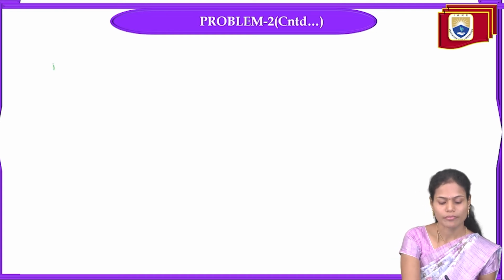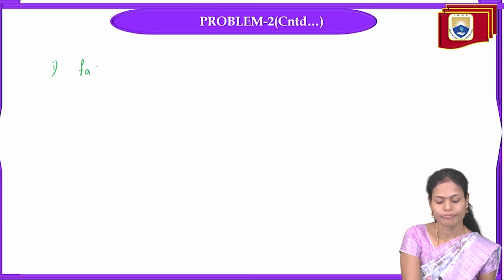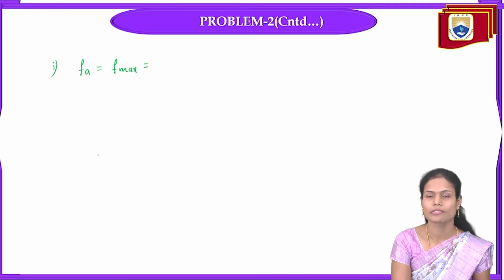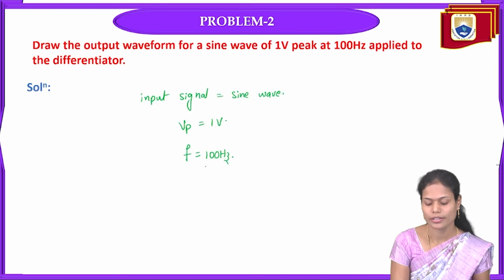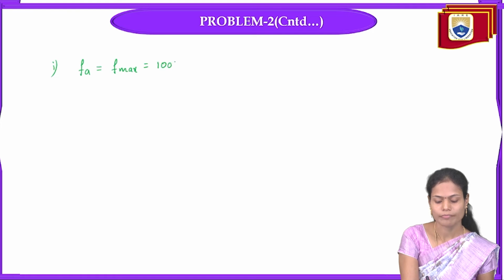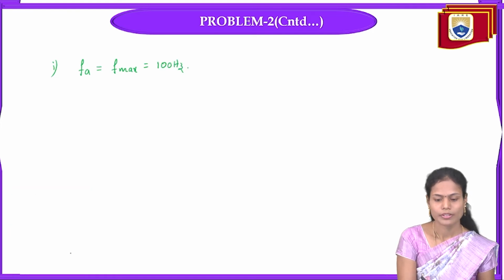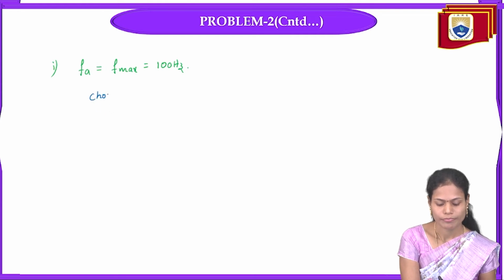The first step is the first cutoff frequency of the differentiator, Fa, and that value is nothing but the F maximum value given in the problem, that is 100 Hz. So the same thing I am taking here, 100 Hz. And again I am choosing the C1 value as 1 microfarad.